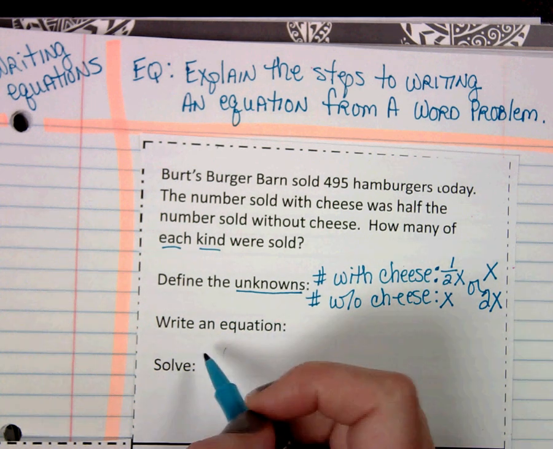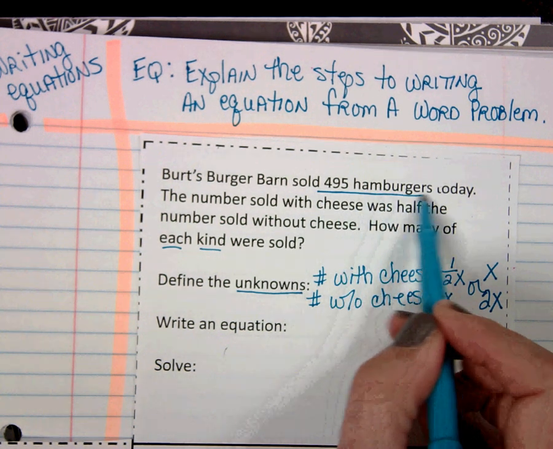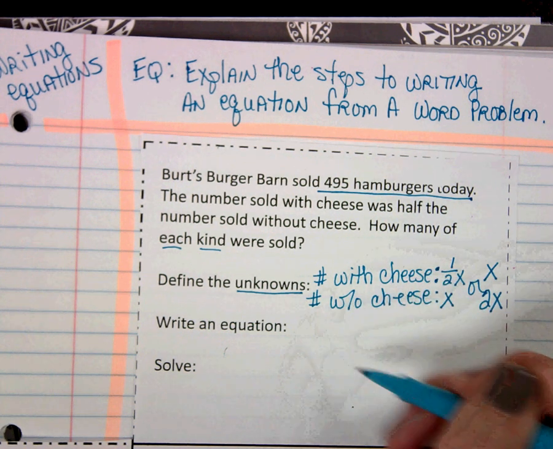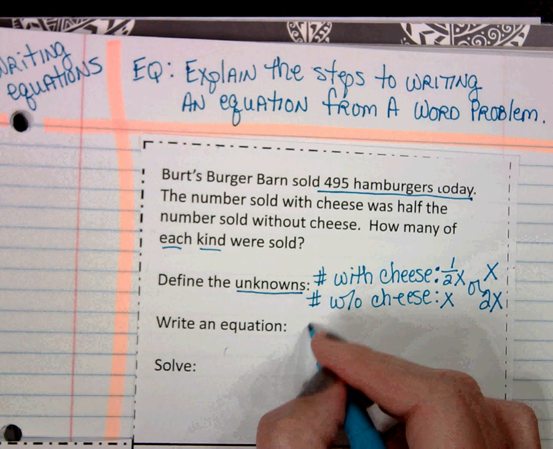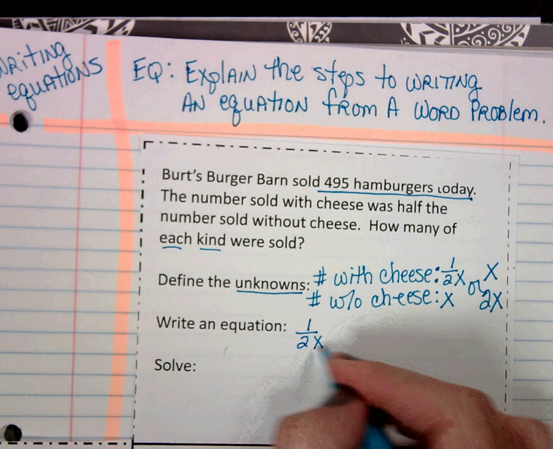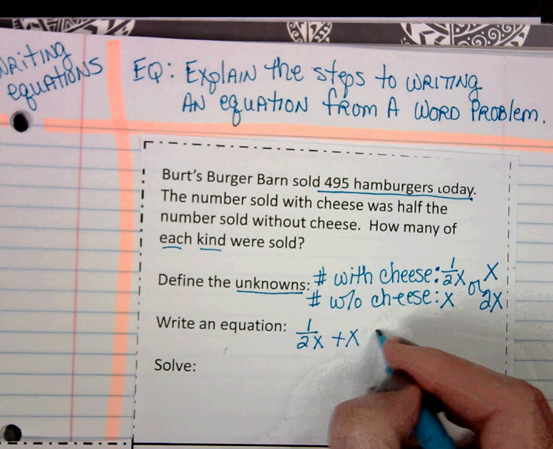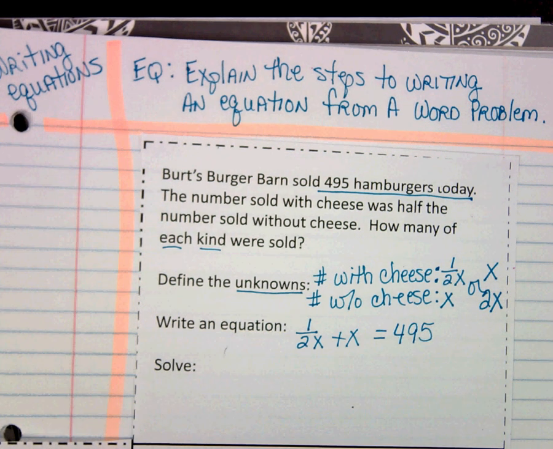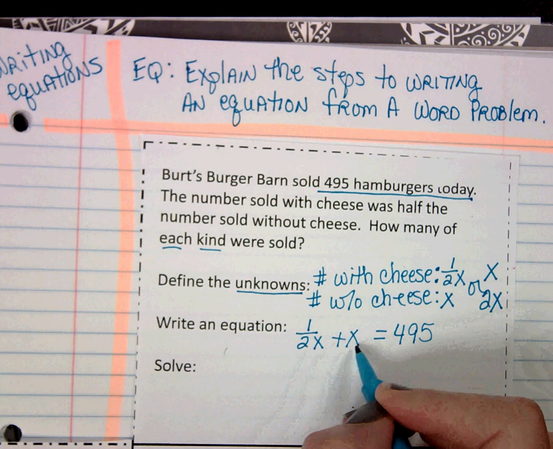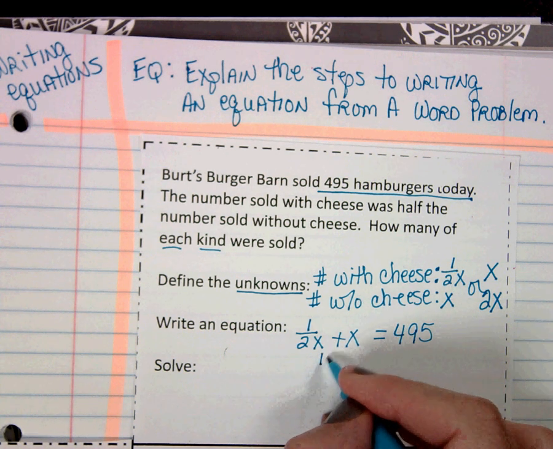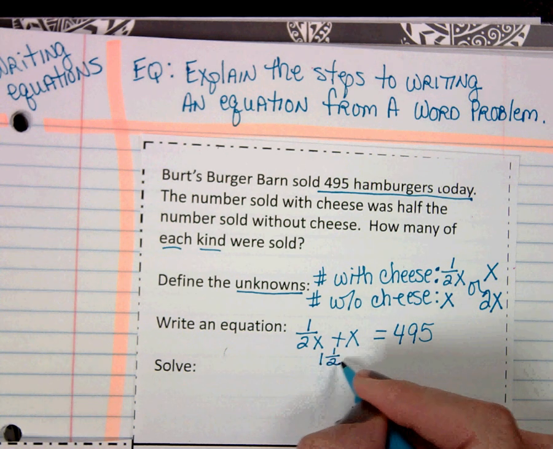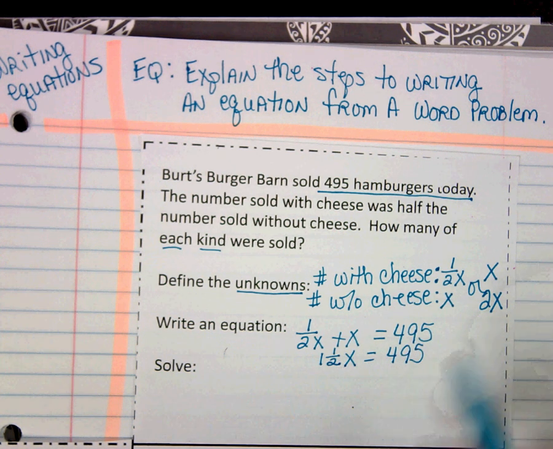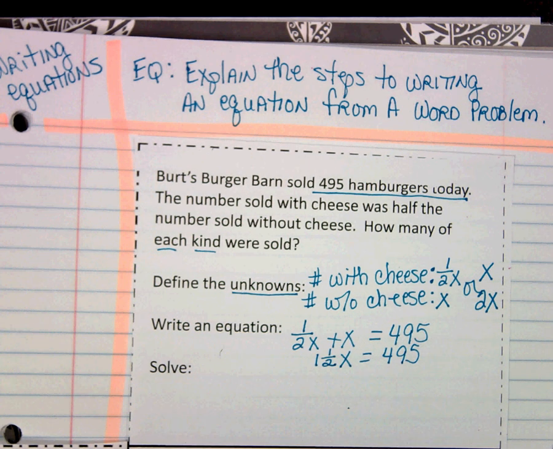So now we're going to write an equation. If they sold 495 hamburgers, that means together, which means we're going to add, right? So 1/2 X plus X has to equal 495. Okay, so we've got some like terms here, so let's combine that. That's 1 1/2 X equals 495. And definitely you could change it to a decimal if you wanted to.